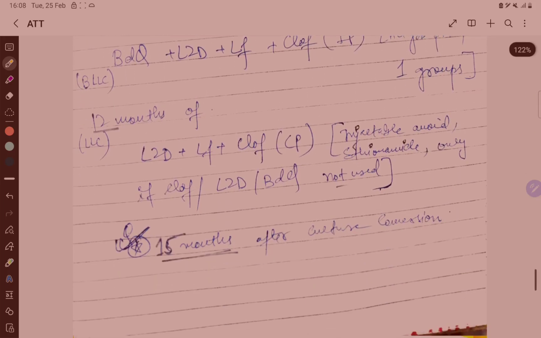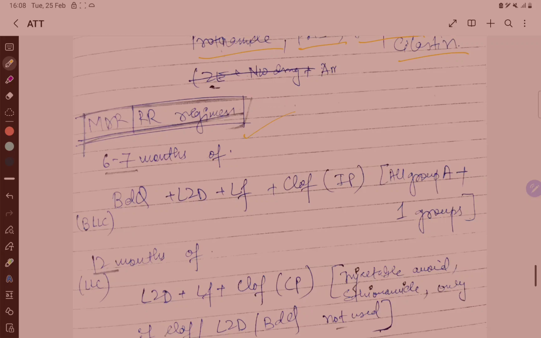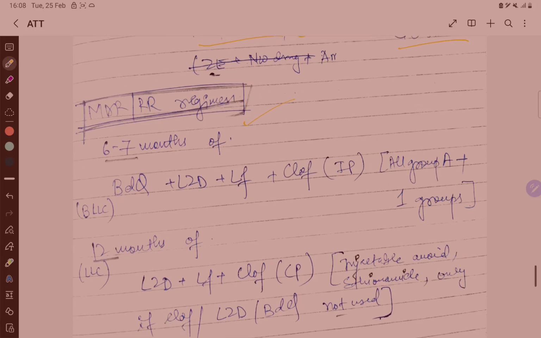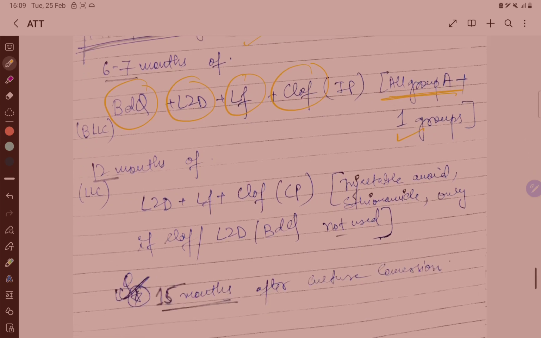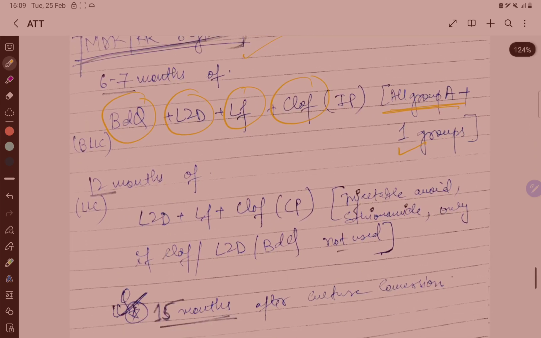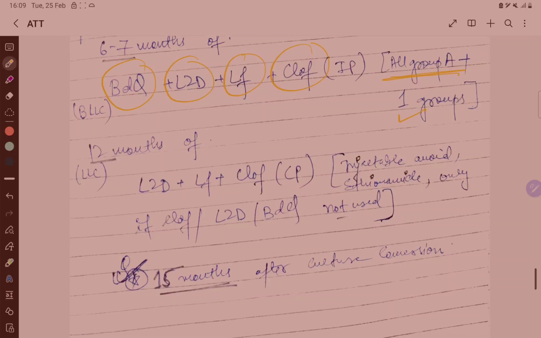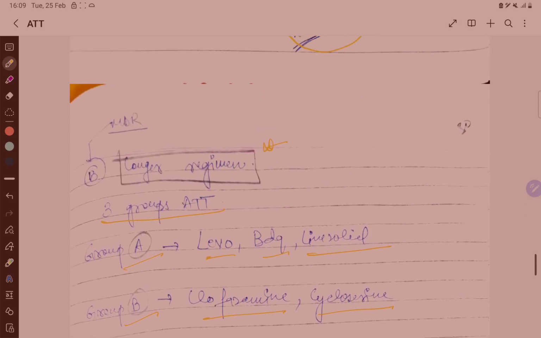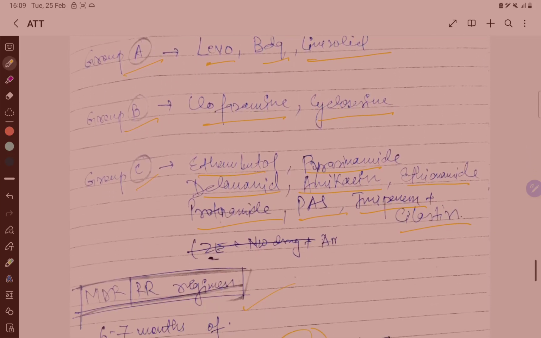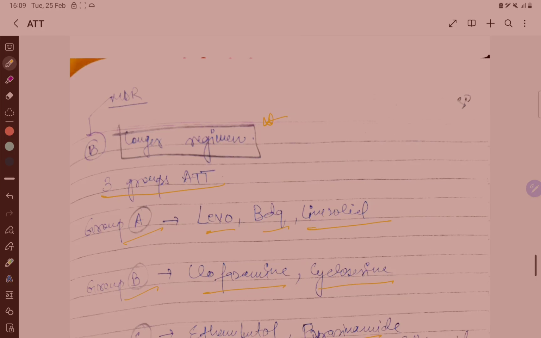Now, the third one for MDR or rifampicin-resistant TB: 6 to 7 months of bedaquiline, linezolid, levofloxacin, clofazimine, all group A, plus 1. For 6 to 7 months of this, then 2 months of another regimen, that is linezolid, levofloxacin, clofazimine, right? This is a bit confusing, but forget about this, just remember these two.